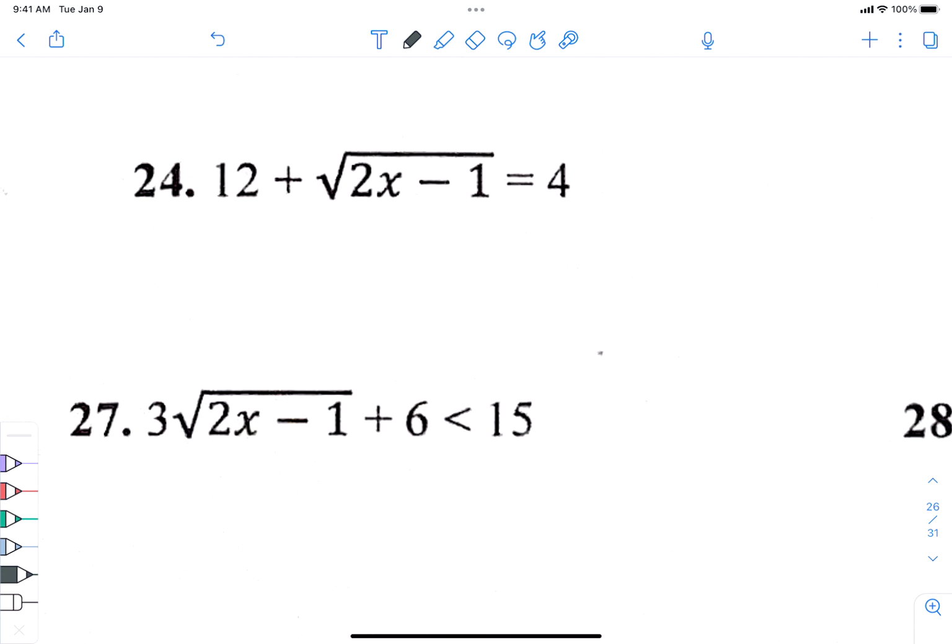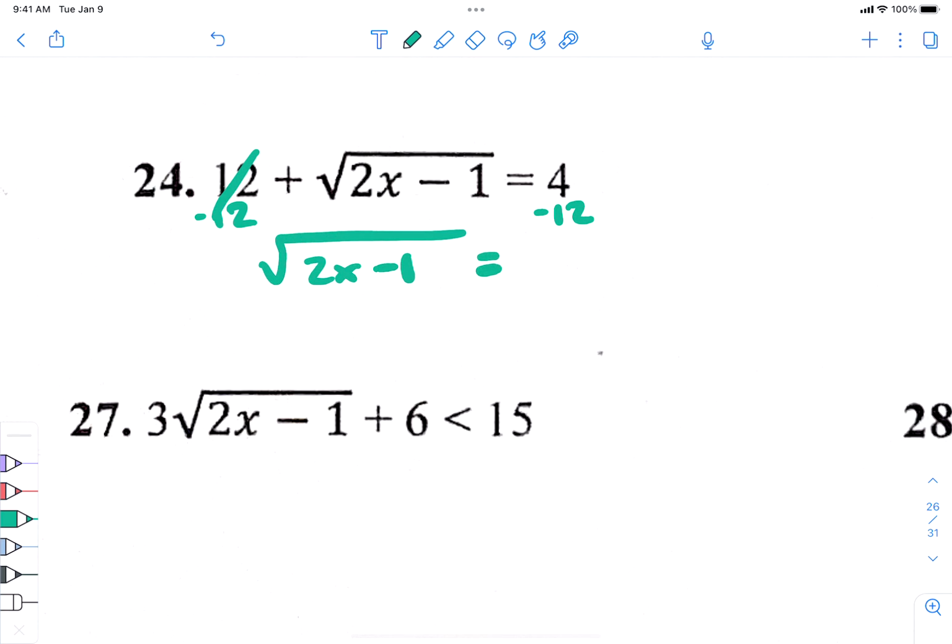Okay, so we're trying to solve this thing. We're trying to solve for x and figure out what x is. What do you do first? Subtract the 12. I want to get this guy by itself, right? So I'm going to subtract the 12 over. And 4 minus 12 is negative 8. This was the lesson I was going for. Okay, now what?